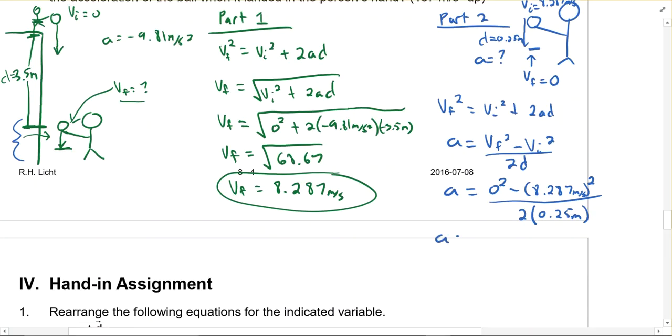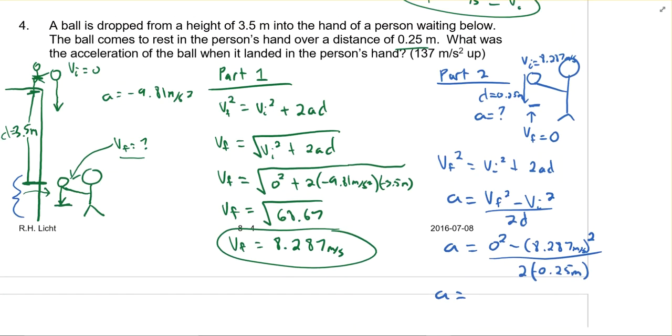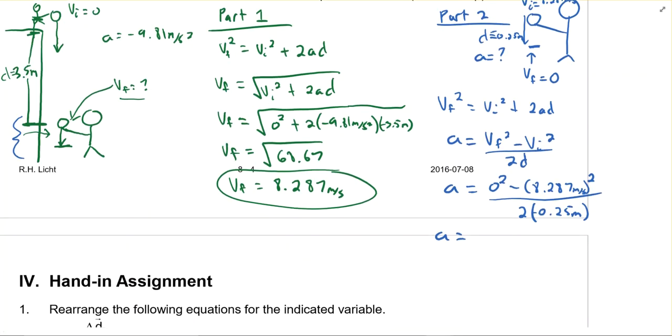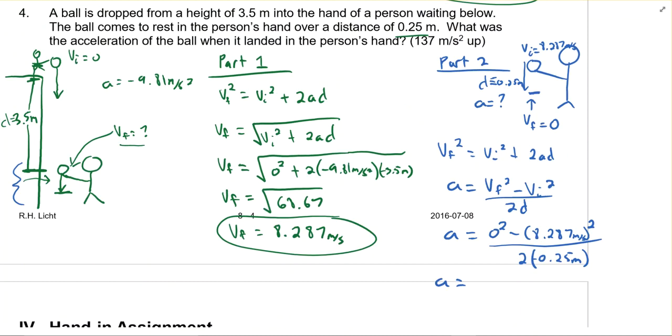So my acceleration here is going to be, and I did it again. Sorry, this is going to be negative 0.25 meters. That's a really common one for people to miss because it's going down, right? It starts up here. My distance was negative, so negative 0.25 meters. Okay, so if you do that, you get 137.34 meters per second squared, and positive, right?